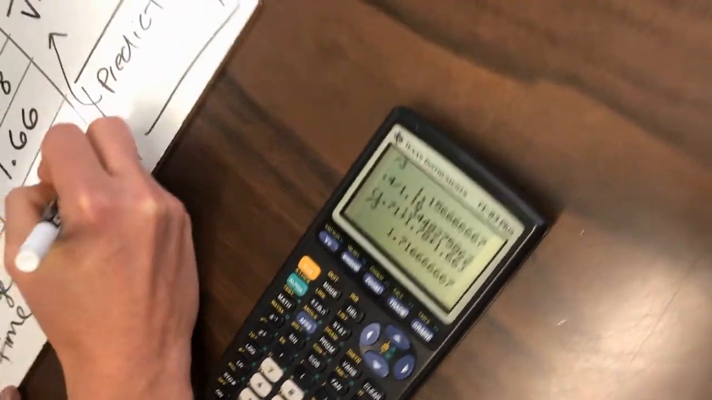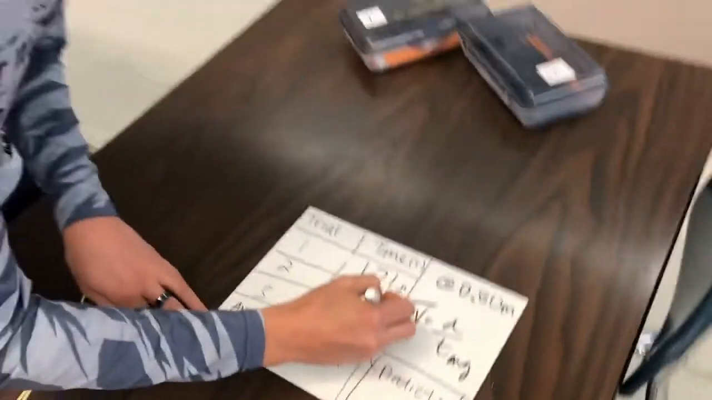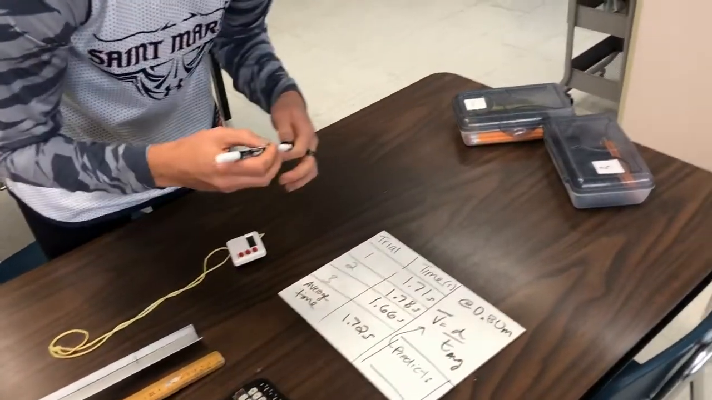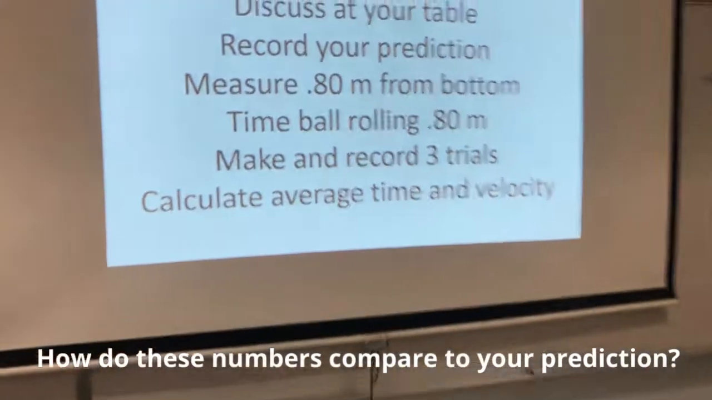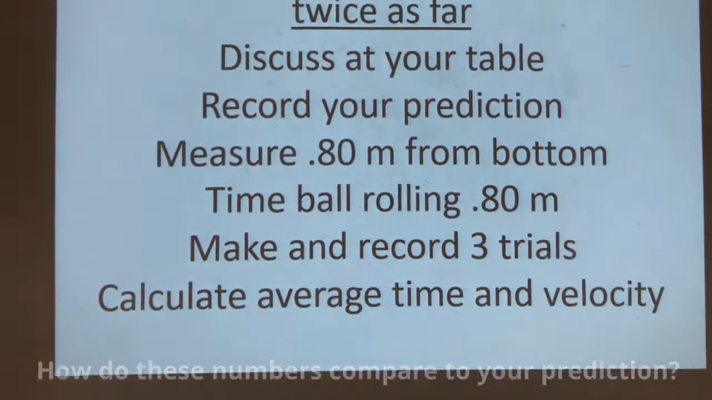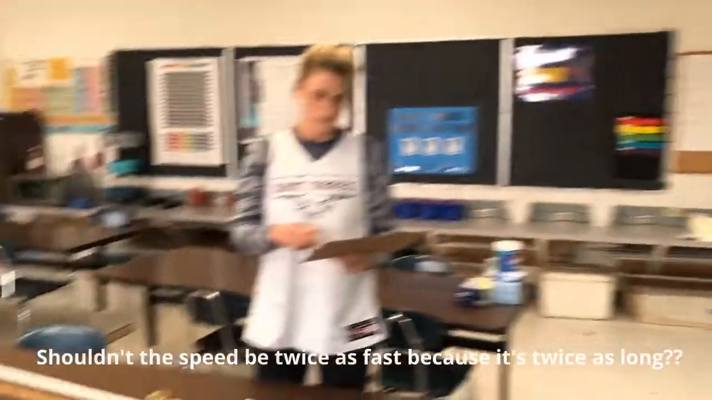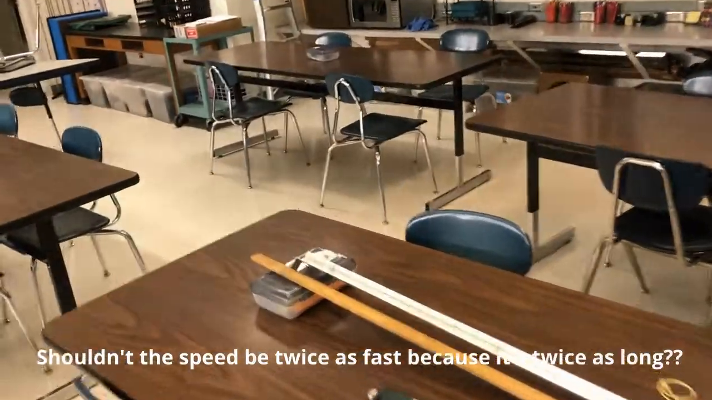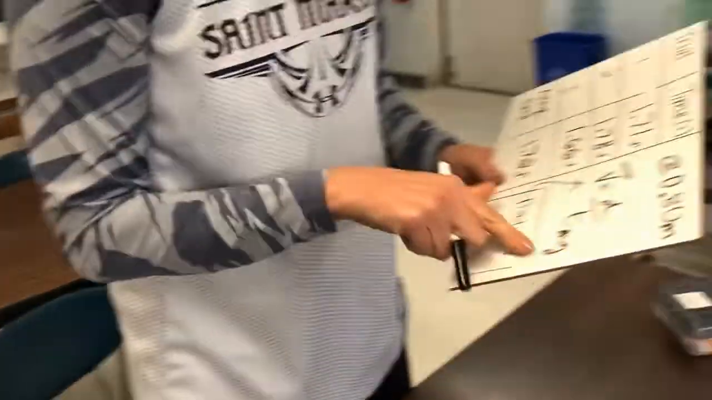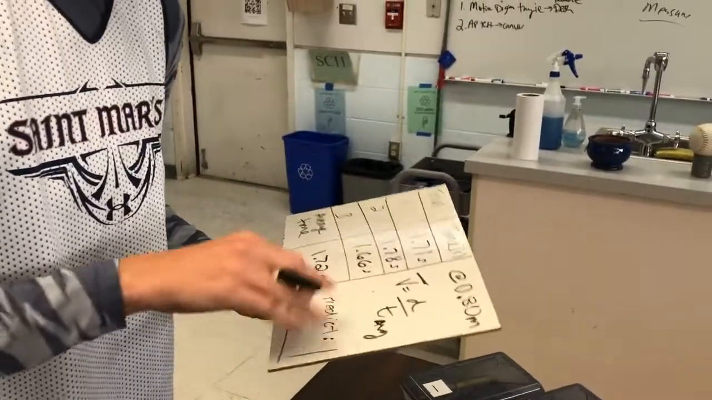I'm happier with my numbers this time. And don't forget, these are all seconds. I put seconds there, so you don't really have to, but okay. So how did we do so far? Okay, I thought it was going to be a little bit faster. I thought it was going to be twice as fast. But anyways, what was the time the first time?